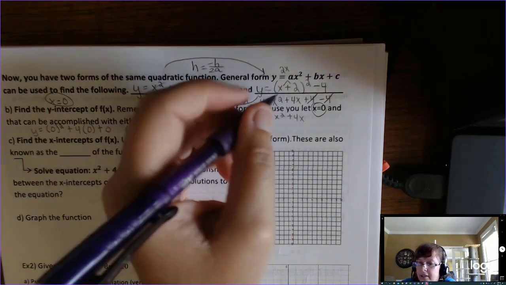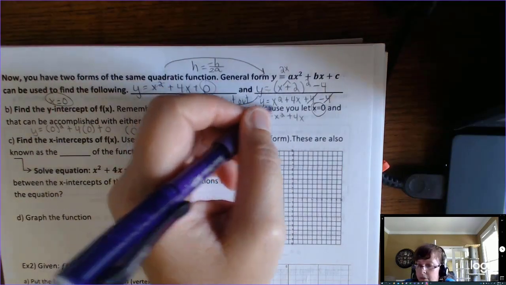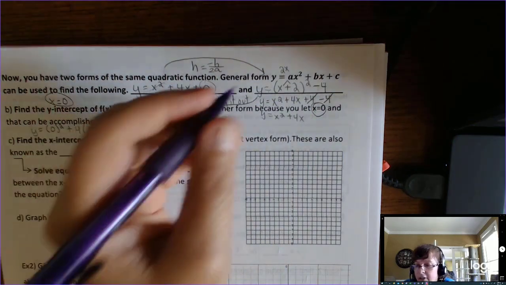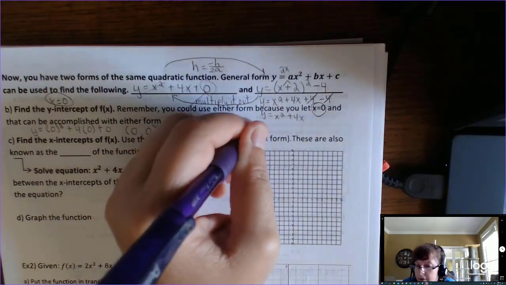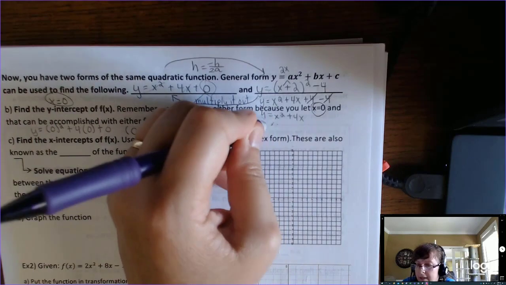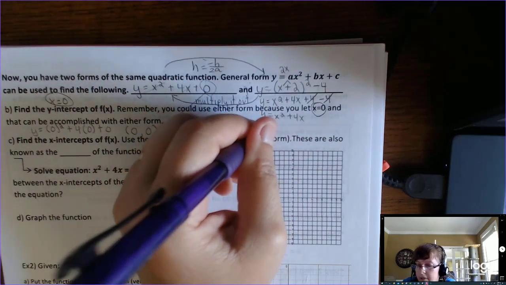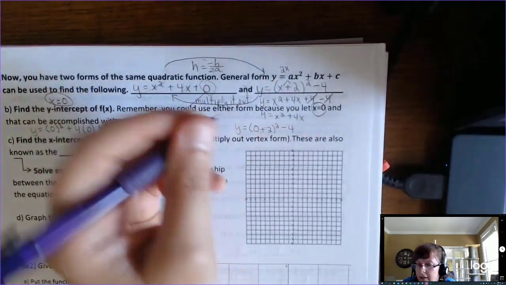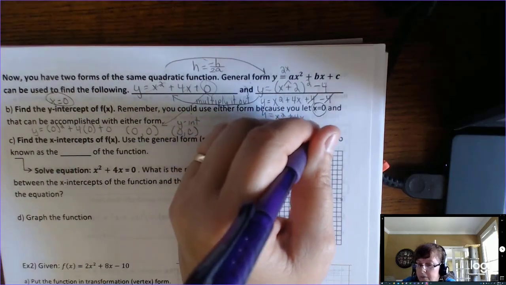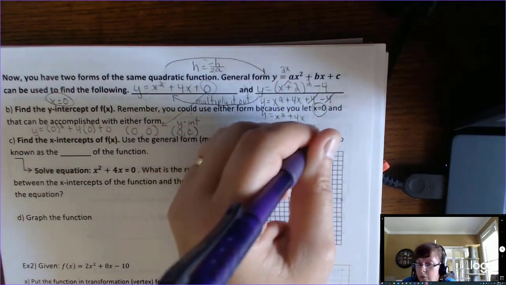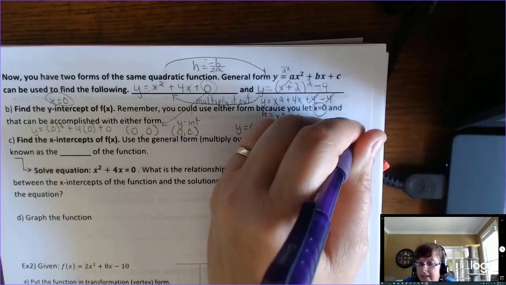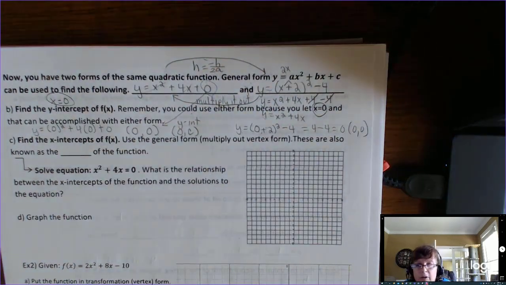But don't let that stop you. If you were given a vertex form, you could multiply it out and let it stare at you, or you could simply plug 0 in for x. That's how you find a y-intercept. So if I plug 0 in for x here, I get 2 squared is 4 minus 4, I get 0. See, I get a y-intercept whether I'm given standard form or vertex form.